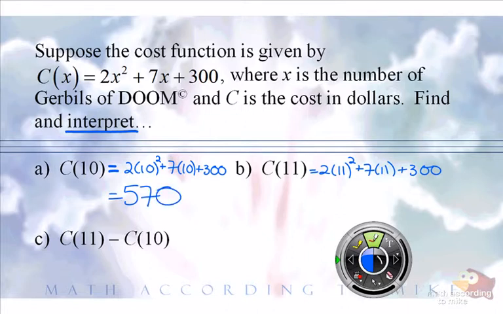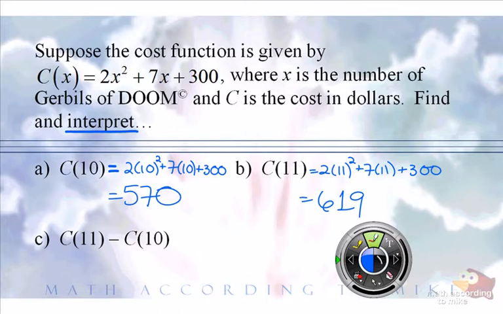The cost of producing 10 gerbils of doom is $570. Very good. C of 11? 619. Interpret? The cost of producing 11 gerbils of doom is $619.